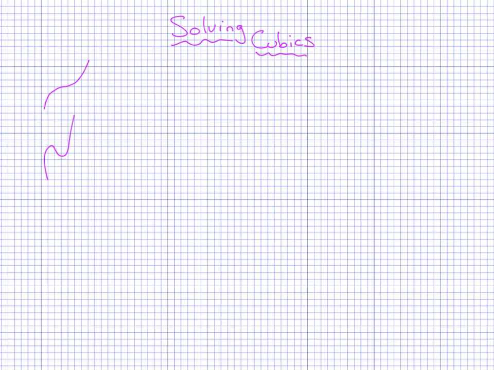Alright, so welcome to the next lesson in the series. This one is on solving cubics. Now, a cubic is any polynomial that has the highest power of 3, or cubed, just like quadratics had the highest power of 2, or squared. So cubics' highest power is a 3.